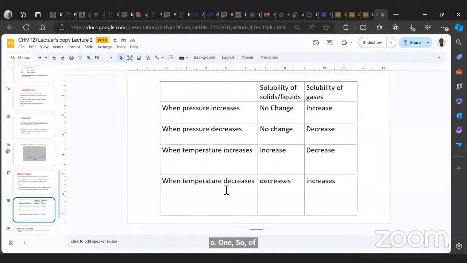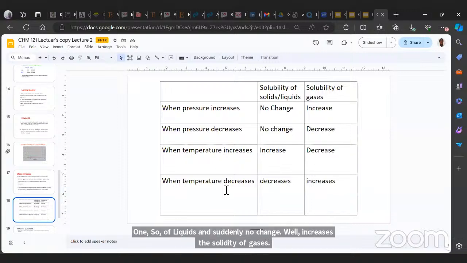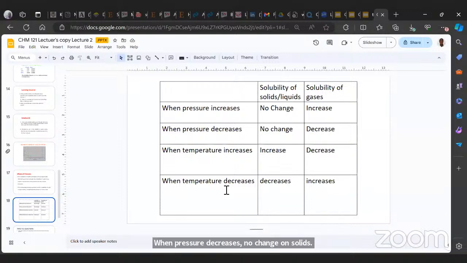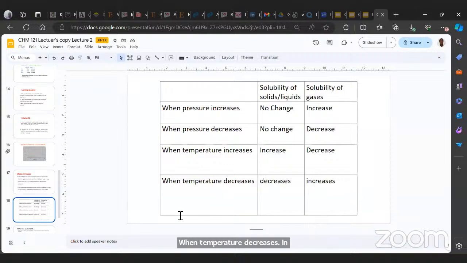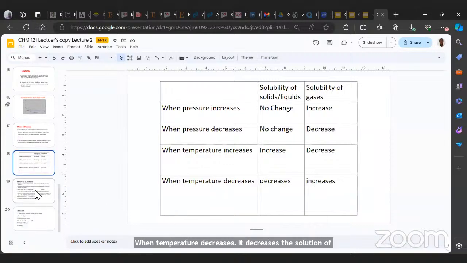When temperature increases, it has an effect on solids, liquids, and gases. When temperature increases, it increases the solubility of solids and liquids, but it decreases the solubility of gases. When temperature decreases, it decreases the solubility of solids and liquids, but increases the solubility of gases. This is a summary of all I've been trying to say since we started this lecture.